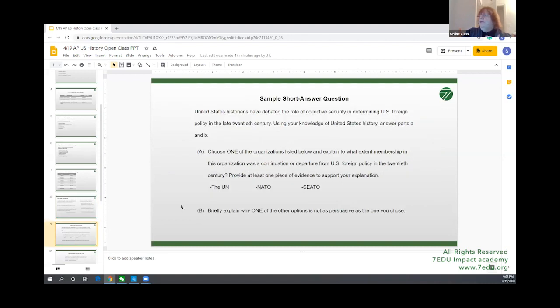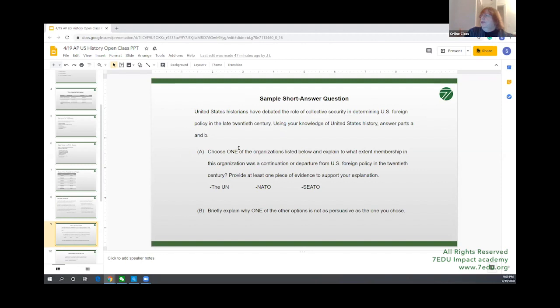Now, I have some sample short answer questions. Now, United States historians have debated the role of collective security in determining US foreign policy in the late 20th century. Using your knowledge of United States history, answer parts A and B. And if you notice, there's 2 parts. You must answer both parts.